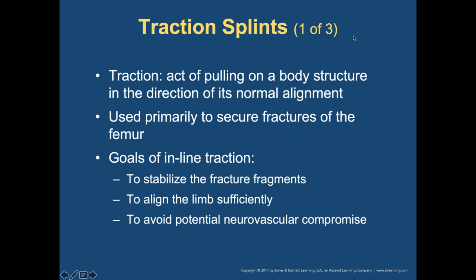Let's get going. All right, so traction splints. What we're going to do on a traction splint is the application of an inline traction. We're going to pull on a body structure in the direction of its normal alignment. It's the most effective way to realign a fracture of the shaft of a long bone so that the limb can be splinted more effectively. You can only do this on the legs.